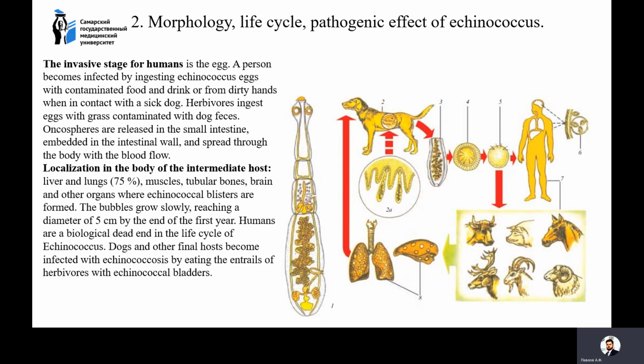The invasive stage for humans is the egg. A person becomes infected by ingesting echinococcus eggs with contaminated food and drink, or from dirty hands after contact with a sick dog. Herbivores ingest eggs with grass contaminated with dog feces. Oncospheres are released in the small intestine, embed in the intestinal wall, and spread through the body with the blood flow.